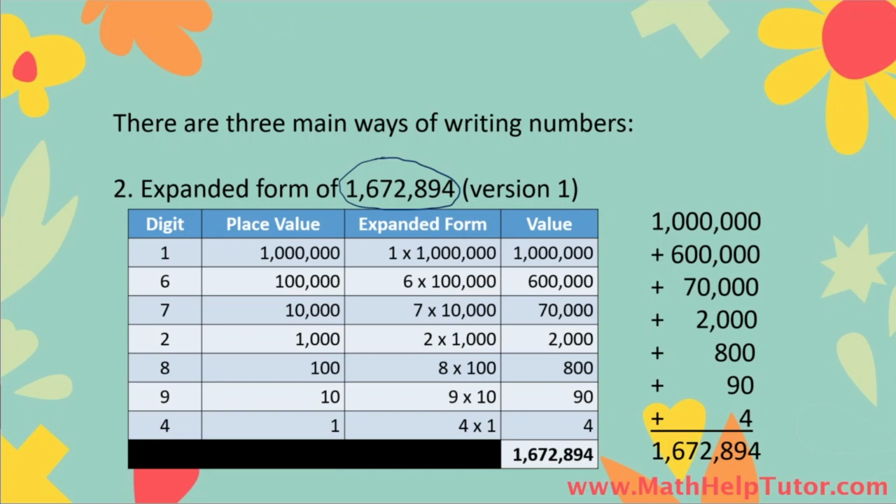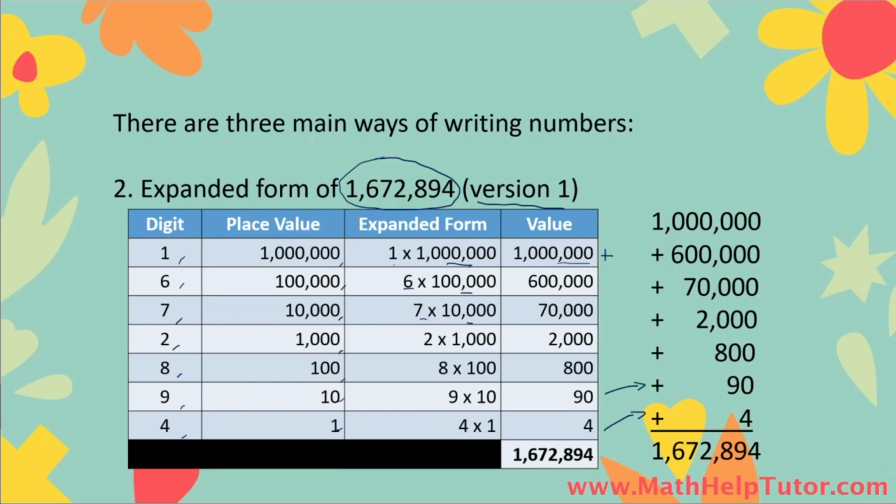So in order for us to write it in the first version of the expanded form, we take note of each of the digit of our number, and we take note of the place value of each of the digit, and then we multiply the digit by the place value, and then we get the value. So what we do to have the first version of the expanded form is we add each of these values to the other values.